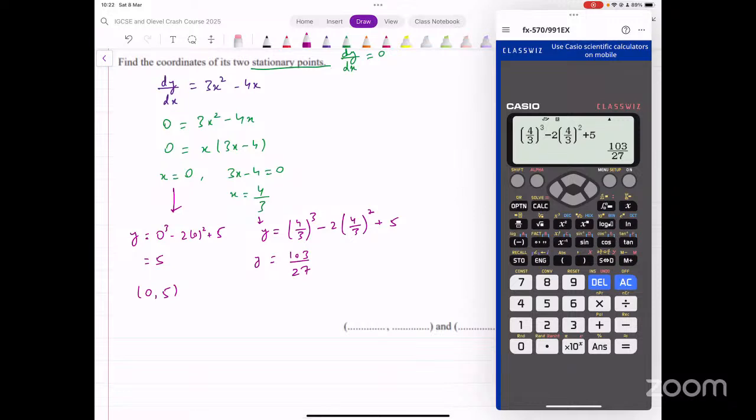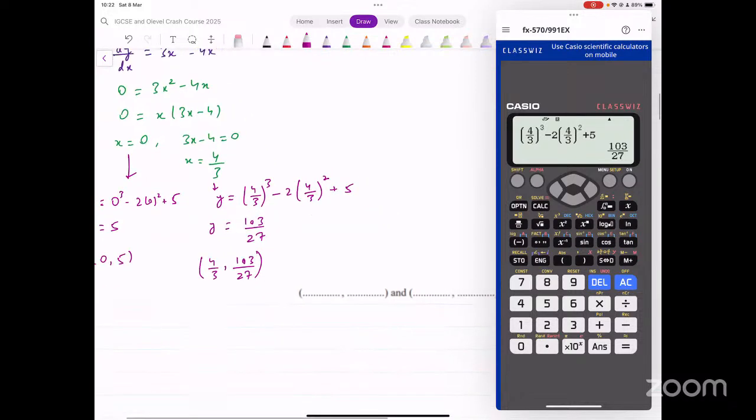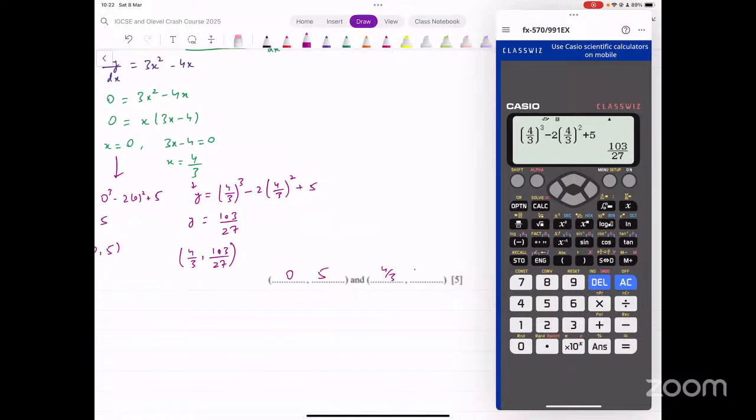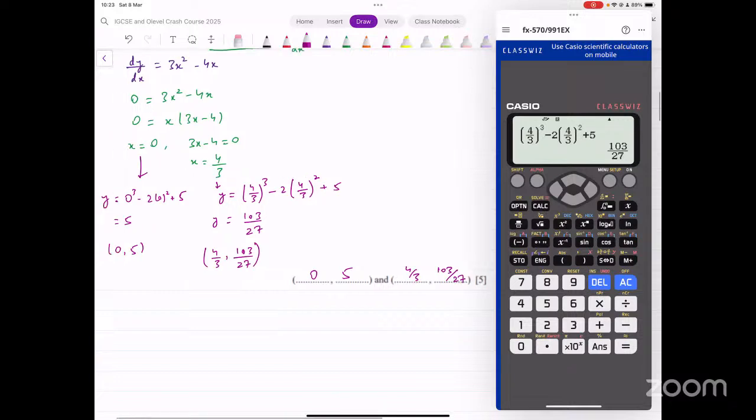You keep it in this form, in the exact form, and you say the coordinates are 4 over 3 and 103 over 27. This is the other point. You can write them. First point is 0, 5, and the other point is 4 over 3 and 103 divided by 27. These are final answers. Okay.